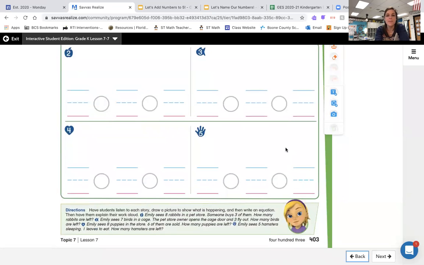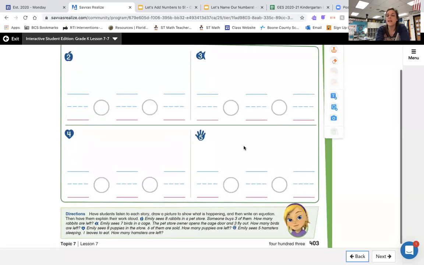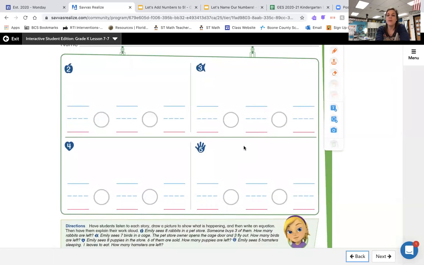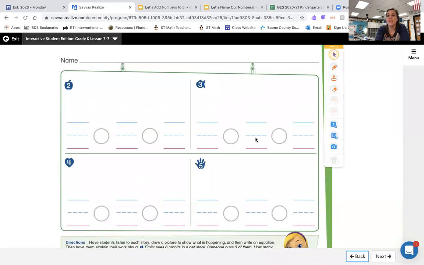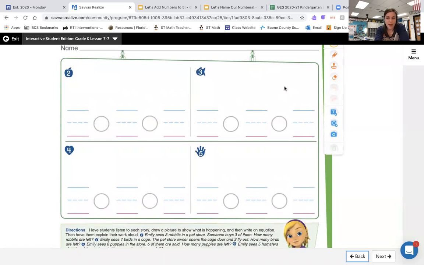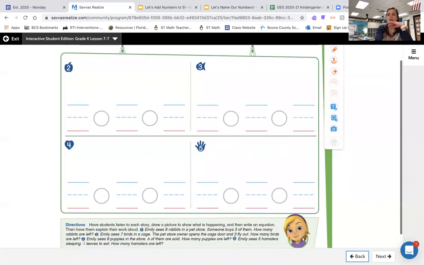Okay? All right, let's take a look at number 3. Great job. Keep it up. Number 3 says, Emily sees 7 birds in a cage. The pet store owner opens the cage door and 3 of them fly out. How many birds are left inside the cage? So it says, Emily sees how many birds in a cage? 7. So you need to draw your 7 circles here. How many of them fly out? 3. So you're going to X out 3 of them, and then you're going to write your matching subtraction sentence. Okay? Go ahead and pause the video and complete that story with the picture and sentence on your own.